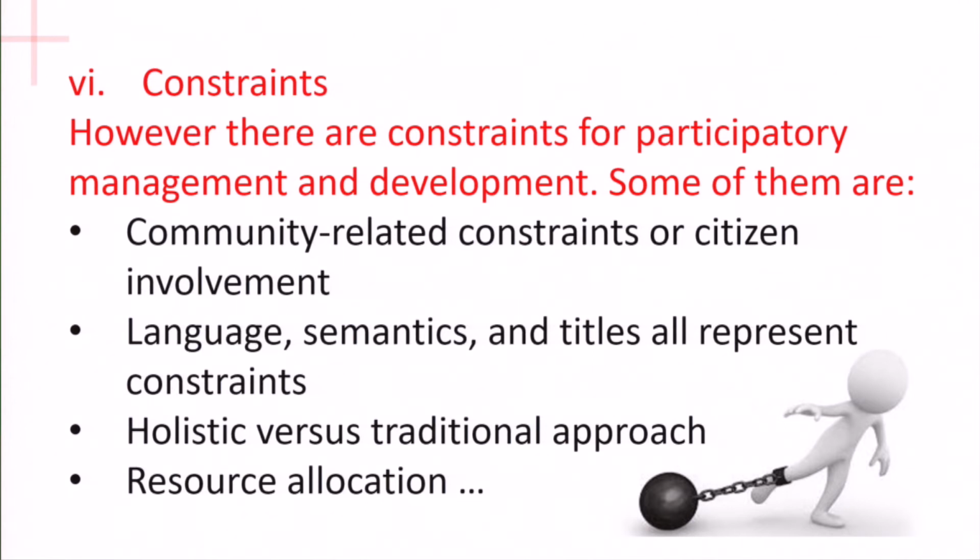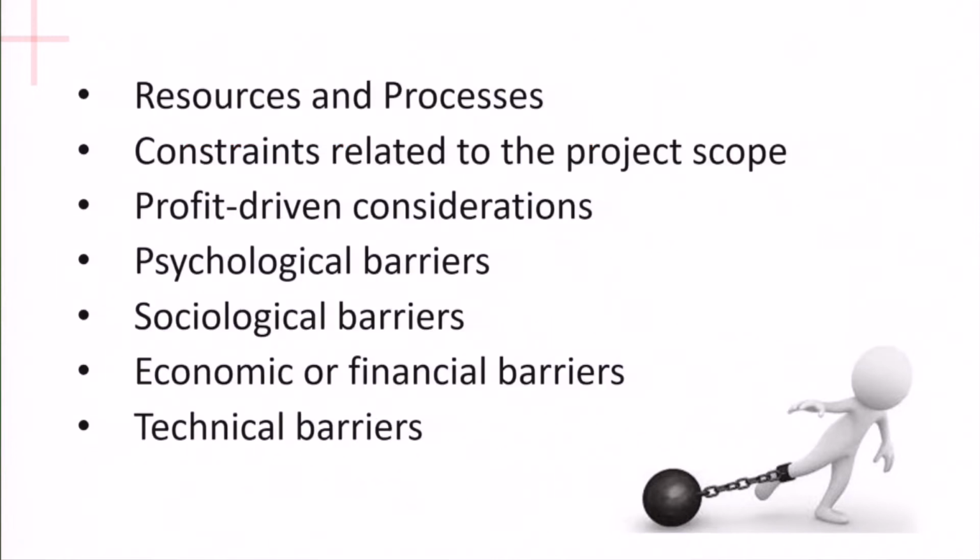Of course, there are constraints attached in all this when we go for a participatory style of functioning in NGO. Some of these constraints include community related constraints or citizen involvement. The language of the local community, the semantics, the titles, all these represent some constraints. Holistic versus traditional approach, the resource allocation, the resources and processes, constraints related to project scope, profit driven considerations, psychological barriers, sociological barriers, all these act as constraints for the participatory style of functioning.